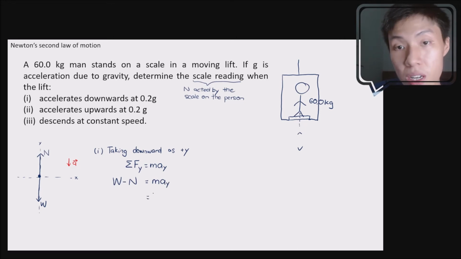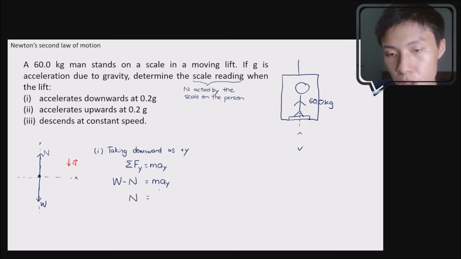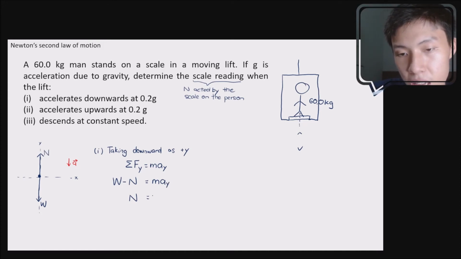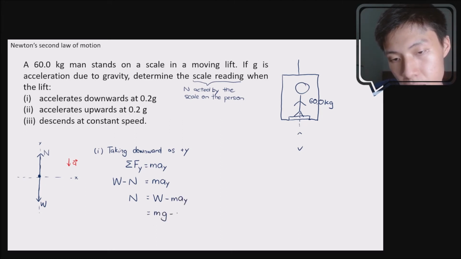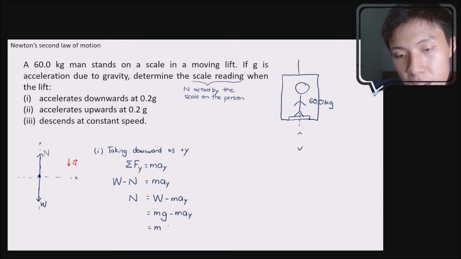So now our focus is the normal force, as we mentioned just now. If we make the normal force the subject, then what we have here will be weight minus ma in the y direction. So this will be mg minus ma_y. Let's do our substitution. Let's factorize out the m first. Probably this way is easier. Factorize out m, then g is g, then a_y here is 0.2 g, right? And we write down 0.2 g.